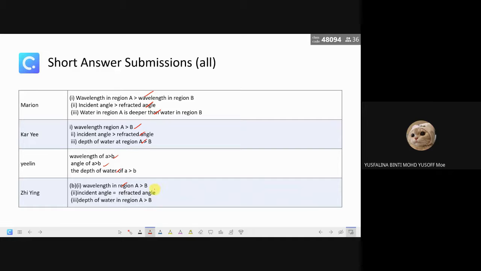The incident angle is not the same because the wave goes from deep water to the shallow part. For the refracted ray, the refracted angle will be smaller because it will move towards the normal line. When you move towards the normal line, the angle of the refracted ray will be smaller. From deep to shallow water, the line will move towards the normal line, so the angle will become smaller. So this one is wrong.